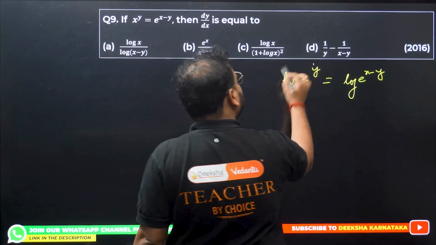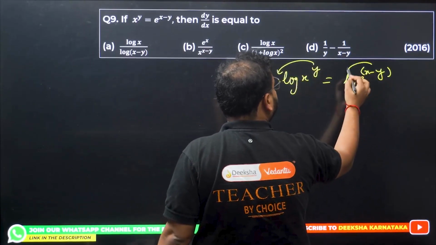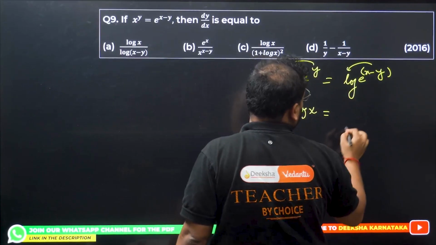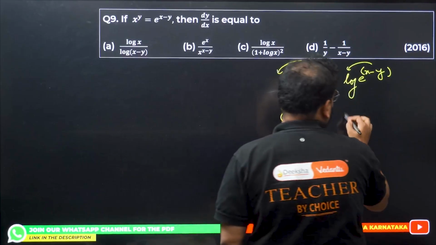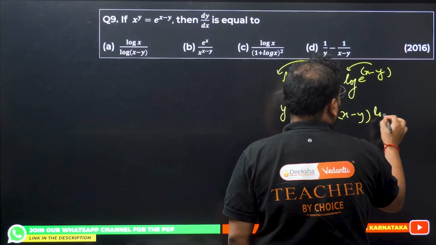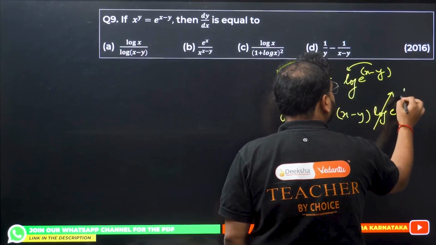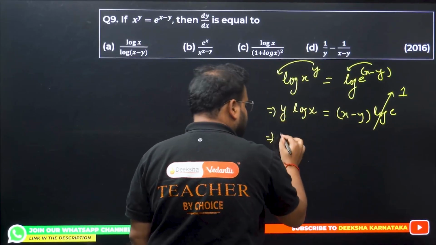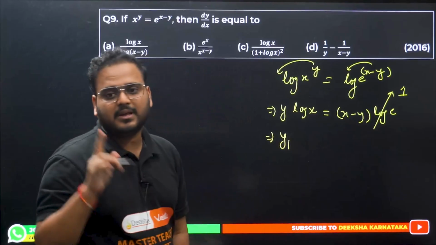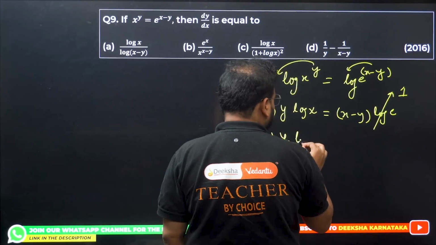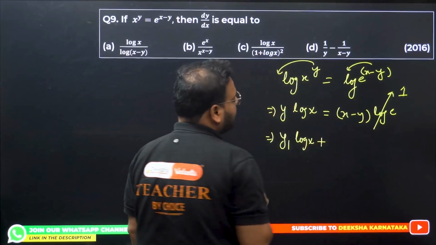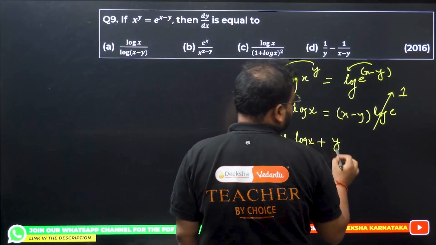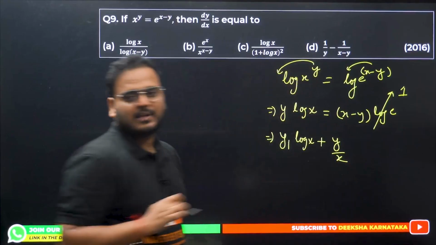So the rule says the power becomes the coefficient. Right here, I have y log x equals to, what do I get for this part? I get x minus y and log e. Log e is nothing but 1. Now differentiate this. Y derivative is simply y1, and log x as it is. Plus sign will come. Differentiate now log x: y as it is, log x derivative is 1 by x. So y by x. I have used the product rule, nothing else.